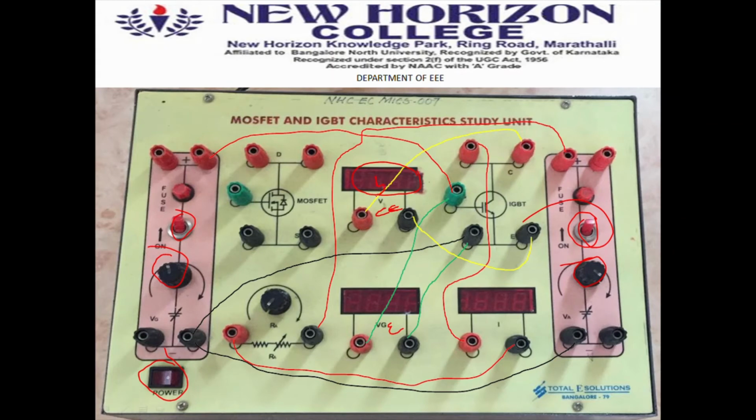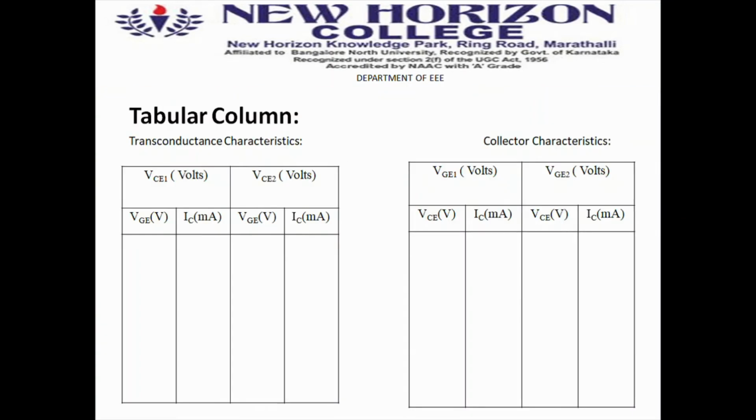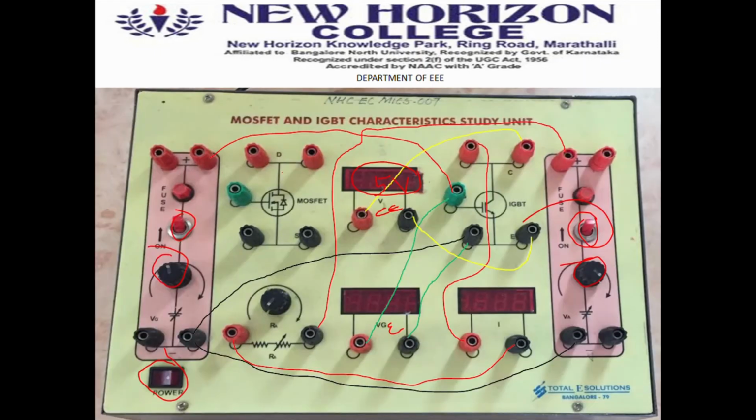Let me set the same value of 5 volt, which we had used for the MOSFET. So we are setting the value of voltage as 5 volt. After setting the voltage to 5 volt, don't make any changes here. Now switch on this switch.